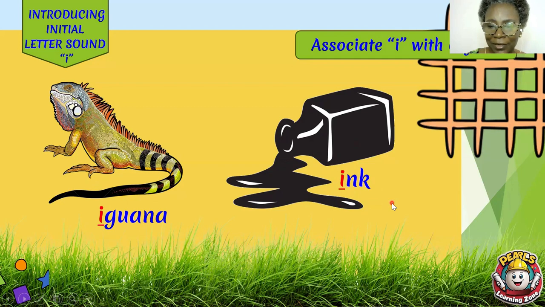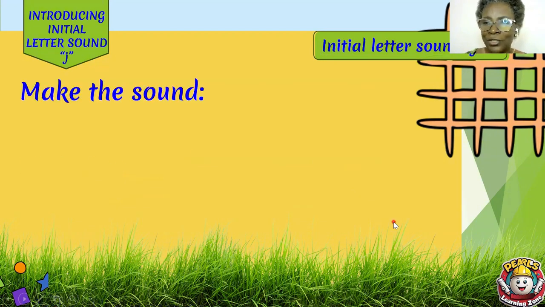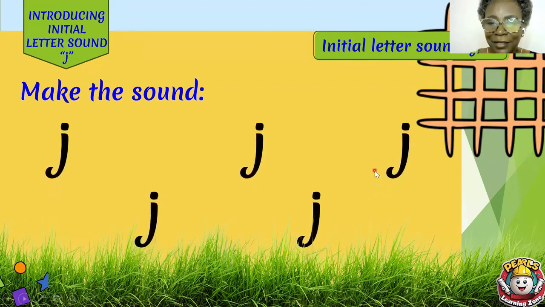Now we're done with associating the E sound with objects. Let's move on. We're going to take on the initial letter sound J. That's what we're taking on right now. Here they come.